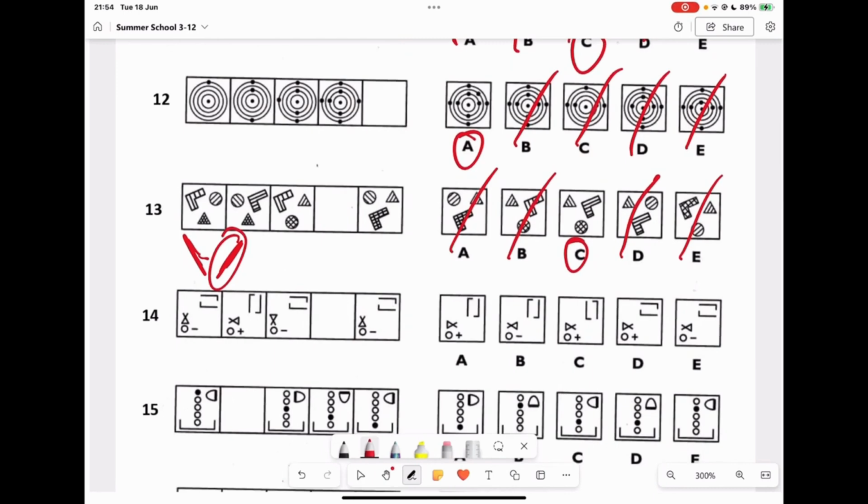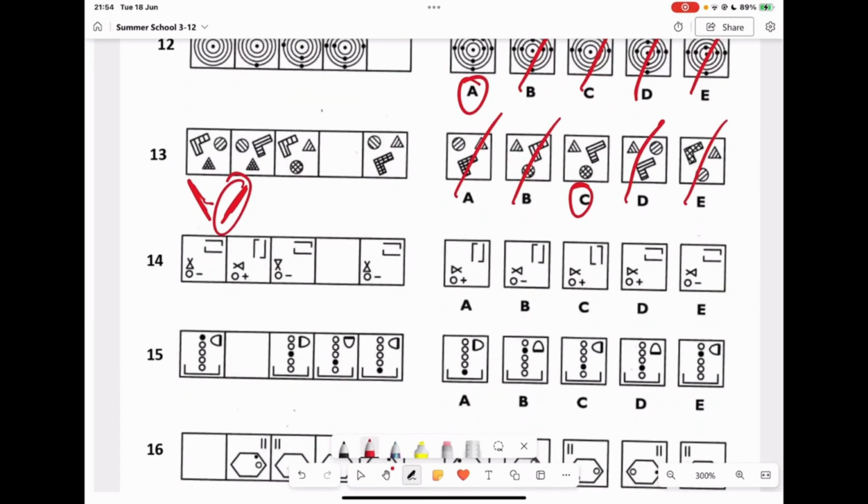Next, we are looking at the rotation of the shape in the top right, and we can see that it's rotating by 90 degrees in each shape. So in the next one, we can expect it to be like this. So we can rule out C, D, or E. And then we're looking at the rotation of the shape in the bottom right. We can see that it goes plus, minus, and then the next will be plus. So it must be A.